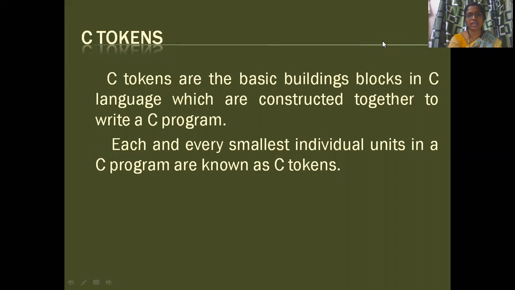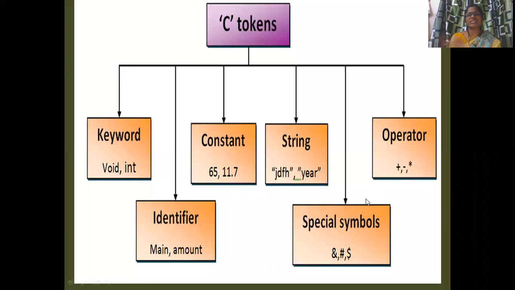Okay, so let's see. These are the different classifications of our C tokens. C tokens are of 6 types: keywords, identifiers, constants, strings, operators, and special symbols. So 6 types of C tokens we have. Using these, we are going to write our C program.